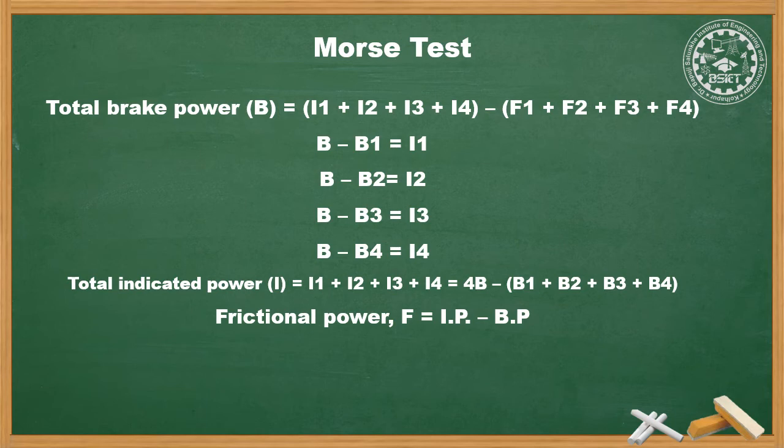In the Morse test, it is very easy to obtain the values of brake power and indicated power, and with the help of these values we can calculate the frictional power.